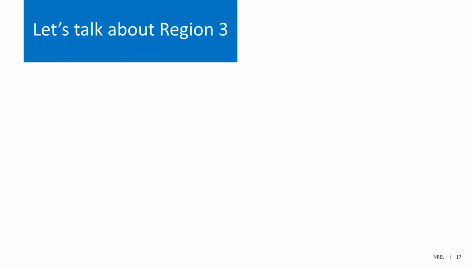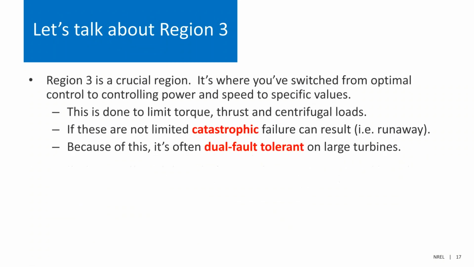So let's talk about region 3 a little bit because it's important. Region 3 is crucial because it's where you switch from controlling power to be maximum to controlling them to be specific values at the limits of your design. This is done to limit torque, thrust, and centrifugal loads on the blades. If these are not limited, catastrophic failure can result. I.e., if you let your turbine run away, you can often result in a failure, and we've had failures in our wind tunnel of Collegiate Wind Competition wind turbines from this cause.